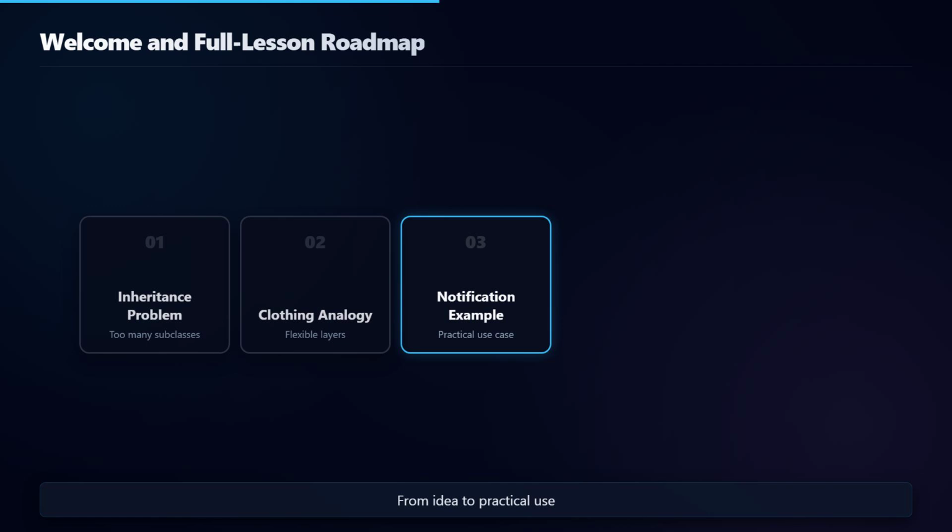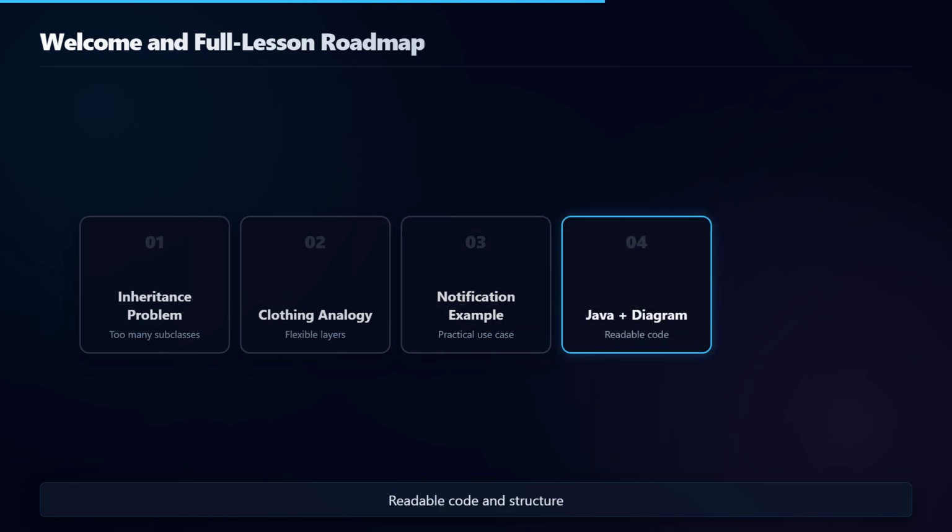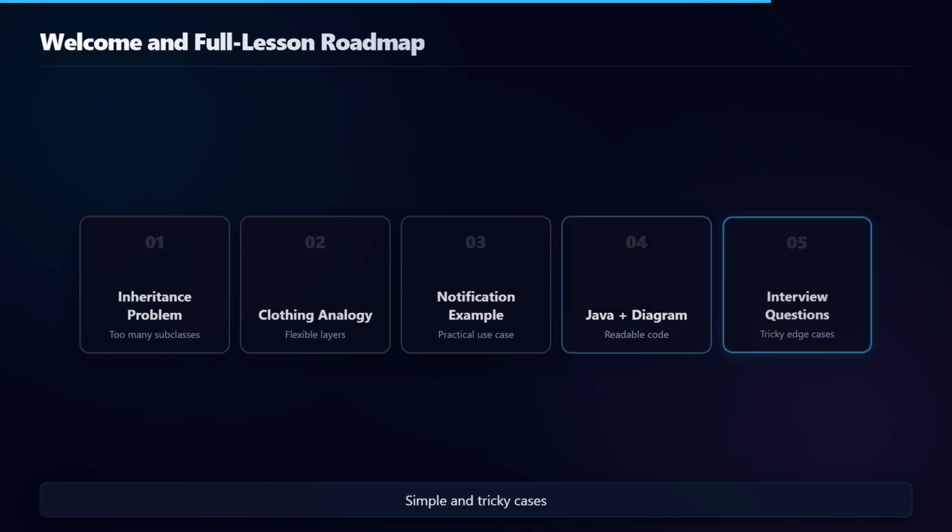The same idea will then be applied to a practical notification example without code first. After the idea is clear, readable Java code and a class diagram will connect the design to implementation. We will finish with simple and tricky interview questions.